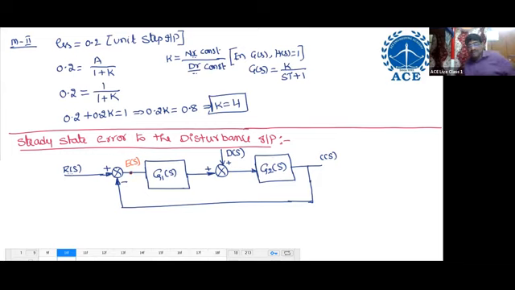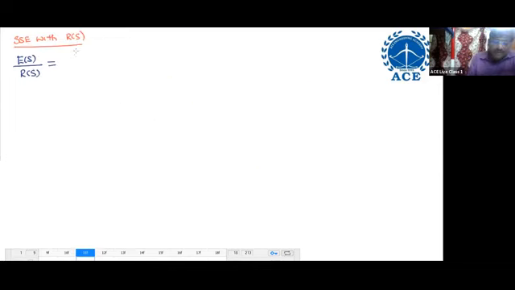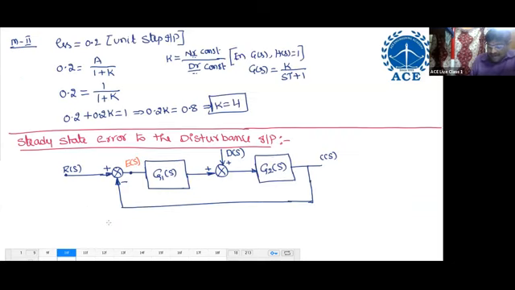What is E of S by R of S? What is the forward path gain? From R of S to E of S it is 1. Here to here the forward path gain is 1. D of S is 0. Each time you have to consider only one input. So 1, this loop is touching, divided by 1 plus the loop gain. One, opposite sign of loop gain.